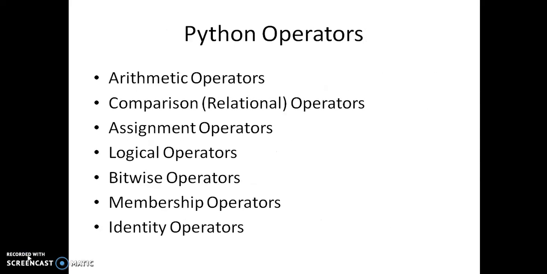Next, Python has different types of operators: arithmetic operators, comparison operators, assignment operators, logical operators, bitwise operators, membership operators, and identity operators. These operators are similar to other languages like C, C++, and others. Apart from that, one or two operators are additions in Python. We need to remember those and use them in our Python programming.